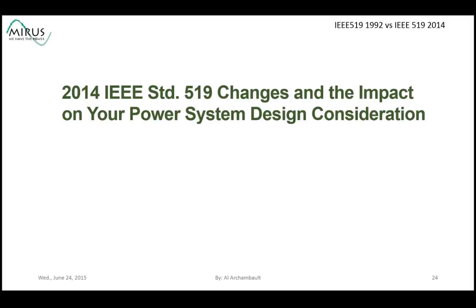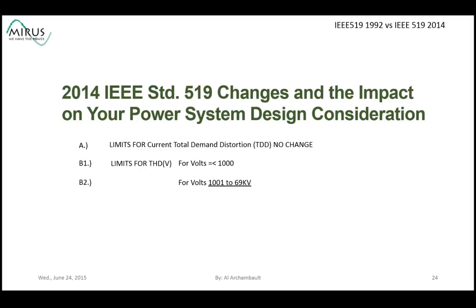So now we're going to get into the differences between IEEE 519-2014 and 1992. The first item is the limit for current total demand distortion, TDD. There's no change there. Next important item is that for the limits for total harmonic voltage distortion, they've added a new voltage range.